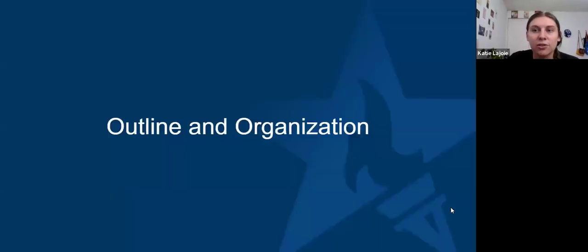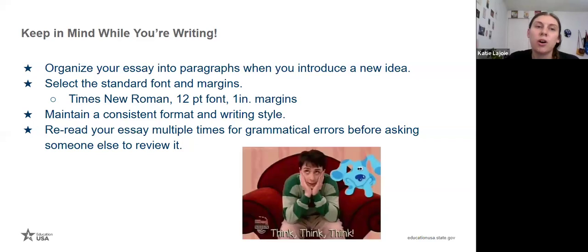All right. So getting into outline and organization. While you're working on your first draft, while you're revising, you want to make sure that you're organizing your essay into paragraphs when you introduce a new idea. This will help you keep track of how many different ideas, how many different thoughts you're bringing into this essay. And it also makes it easier to go back and switch things around when you realize, actually, this idea goes better with my second paragraph, not my fourth.